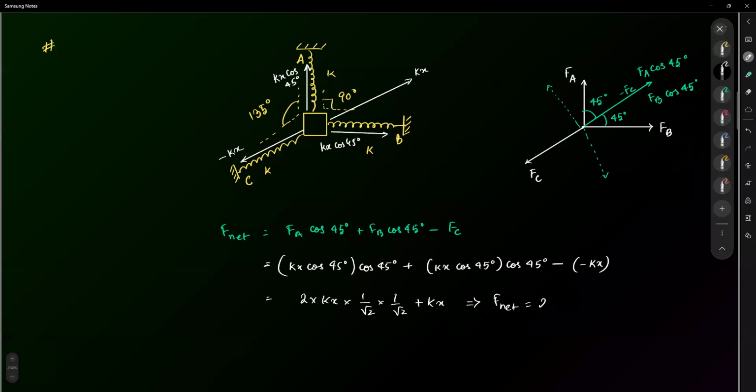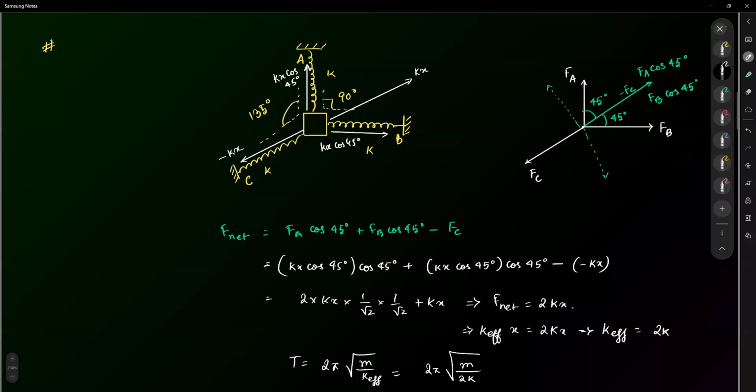Is it clear? Now, if F net is this, what is effective k? Effective k into x is equal to 2kx. So effective k here will be 2k. So our time period is 2 pi root over of m by k effective. That is 2 pi root over of m by 2k. Okay.